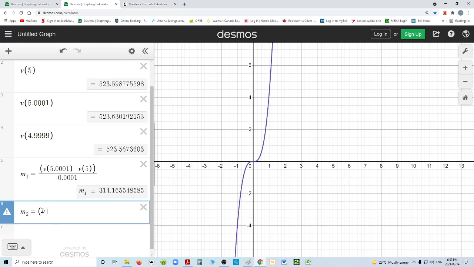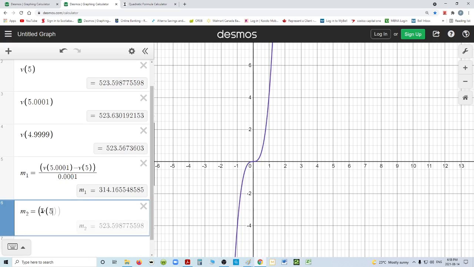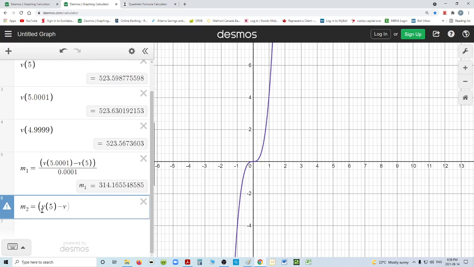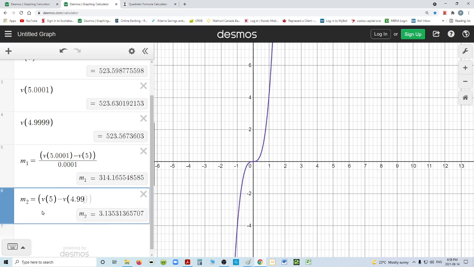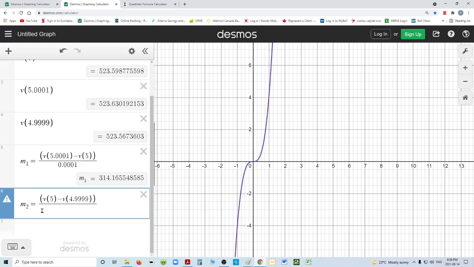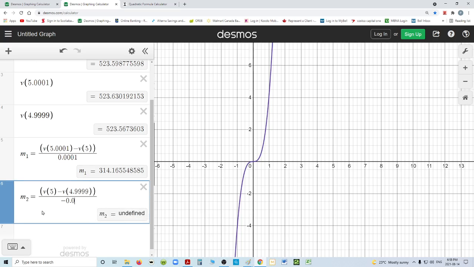I'm going to find my V5, and I'm going to subtract just to the left of that, all divided by negative 0.0001. Oops, sorry, positive, yeah, because it's the same thing. It's 5 minus 4.999, it's 0.001, and 5.001 minus 5 is 0.001. So this one is simply looking at the rate of change just before the 5, and this one's looking at the rate of change just after the 5.